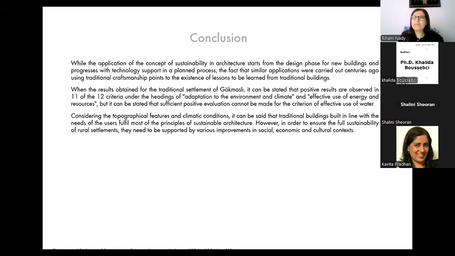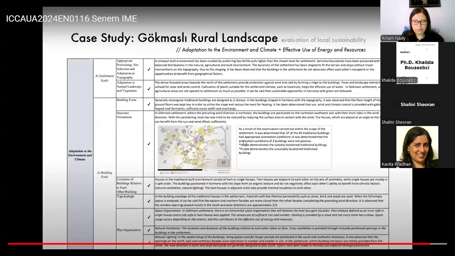But it can be stated that sufficient positive evaluation cannot be made for the criterion of effective use of water. Considering the topographical features and climate conditions, it can be said that traditional buildings built in line with the needs of the users fulfill most of the principles of sustainable architecture. However, in order to ensure the full sustainability of rural settlements, they need to be supported by various improvements in social, economic, and cultural contexts.